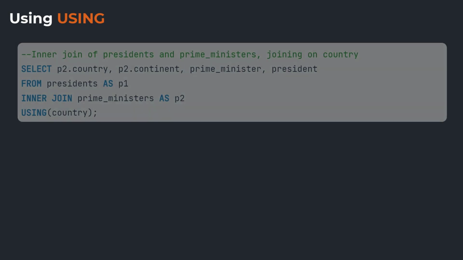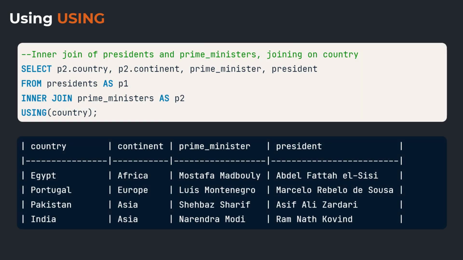Before we end this lesson, let's add one more SQL shortcut to make our query even more concise. When joining on 2 identical column names, we can employ the using command followed by the shared column name in parentheses. Here, since the join field is named country in both tables, we can use using.